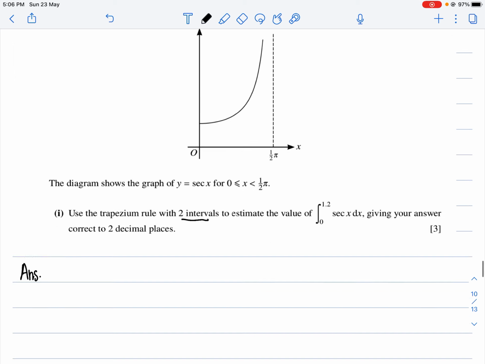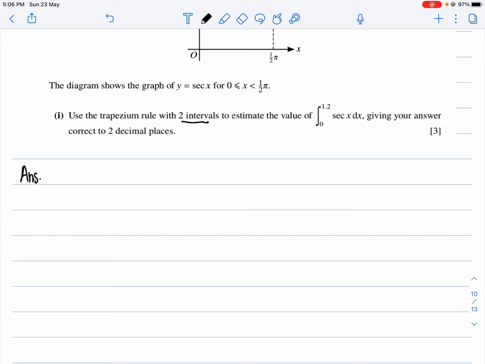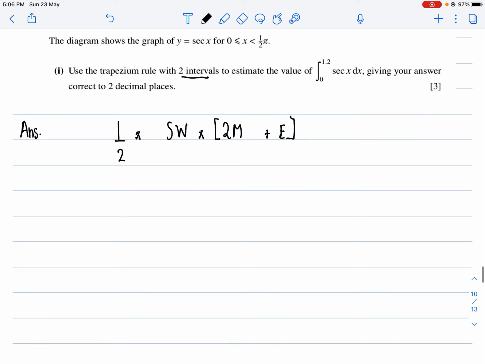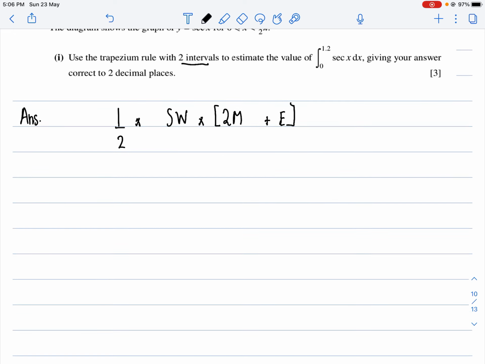So what I basically need to do is use the formula for the area of the trapezium rule, which is half into the strip width, into the twice of the middles plus the ends. There's a concept you need to know. It's fully conceptual. What you need to do first is know what the strip width is.